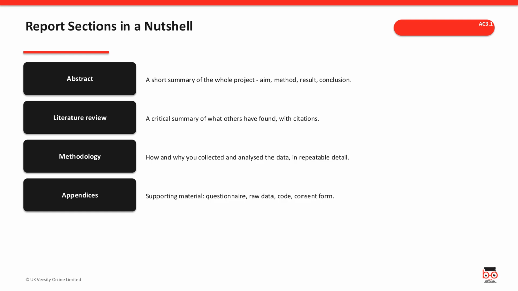Here's a quick reminder of what a few key sections do. The abstract is a short summary of the whole project: aim, method, result, and conclusion. The literature review is a critical summary of what others have found, with citations. The methodology explains how and why you collected and analyzed the data in enough detail to repeat, and the appendices hold your supporting material: the questionnaire, raw data, code, and consent form. Each has its own distinct job.